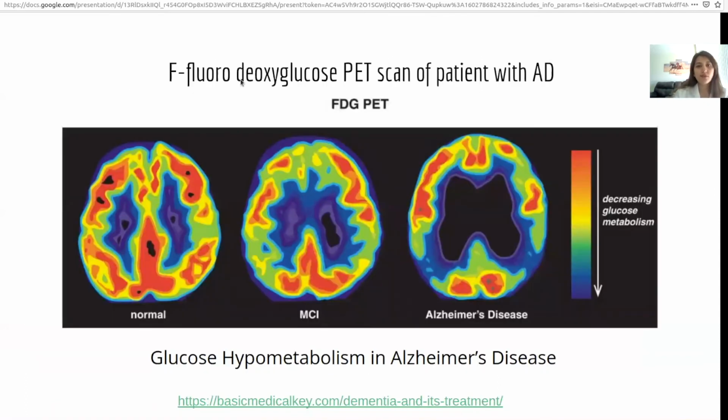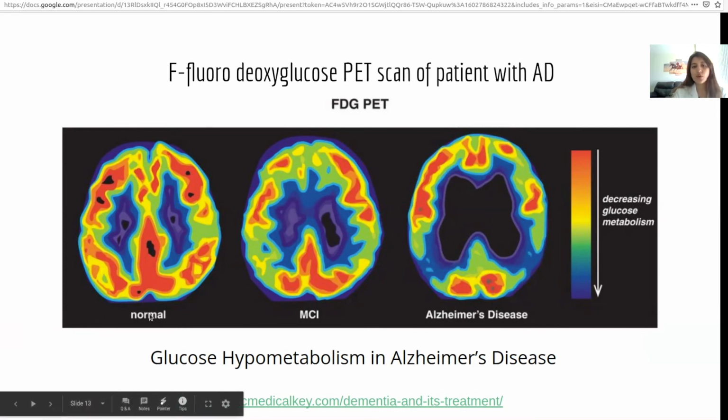And here is an F-fluorodeoxyglucose PET scan of a patient with Alzheimer's disease. This is what it looks like. This is the brain of an Alzheimer's disease patient, which shows a decreased glucose metabolism. This is how a normal brain looks like.